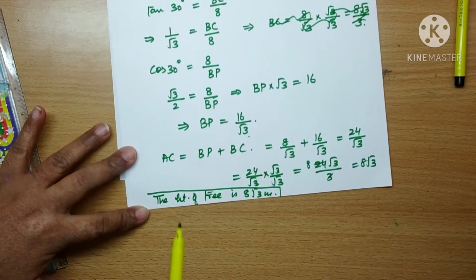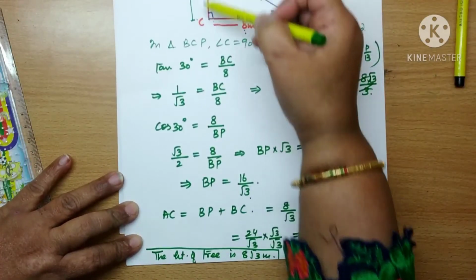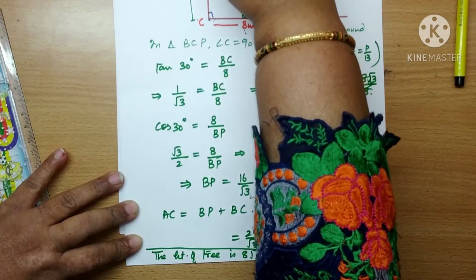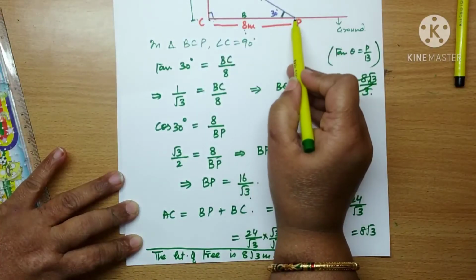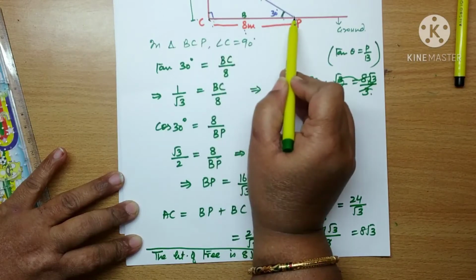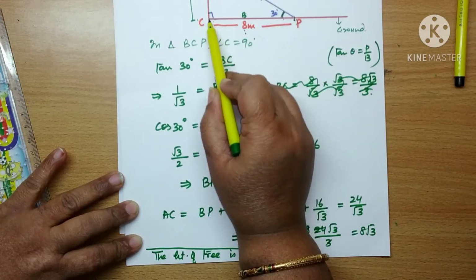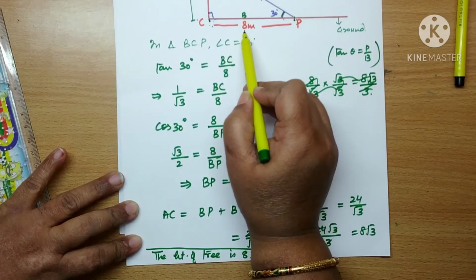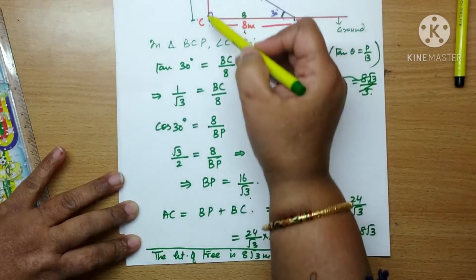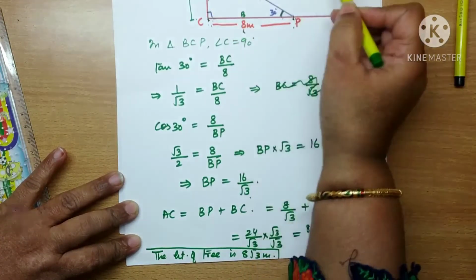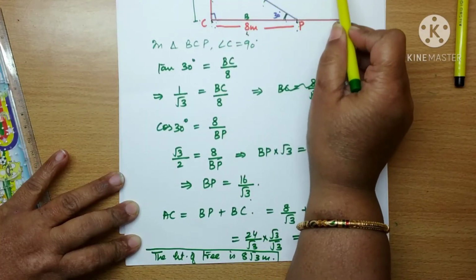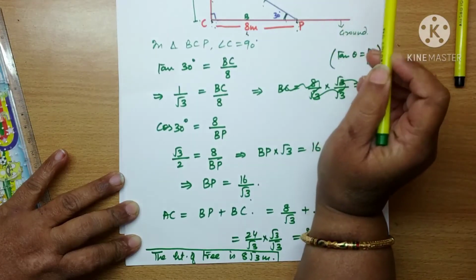So once again, here AC was the tree, B is the point of breakage. So AB part is hanging loose, now it is hanging down and making an angle of 30 degrees with the ground. The point where it touches the ground and the foot of the tree are at a distance of 8 meters apart. So this distance is 8. In order to find out the height of the tree, I need to find AB plus BC, the total tree, and AB is equal to BP. So I need to find out BP, I need to find out BC.